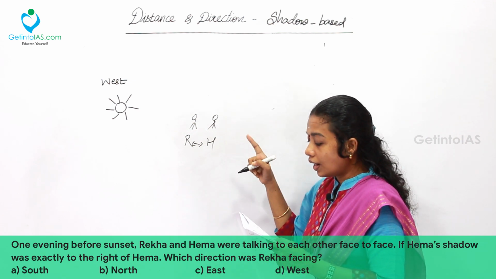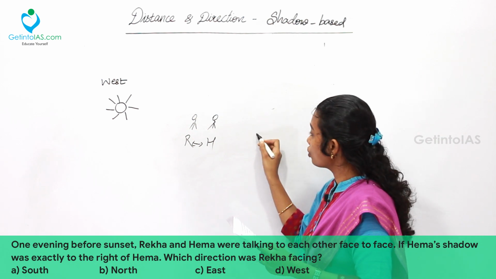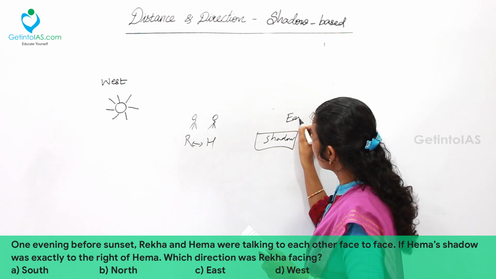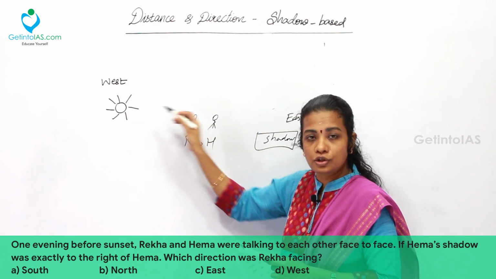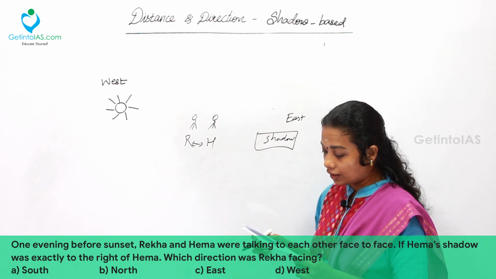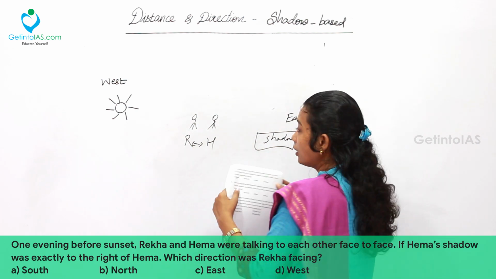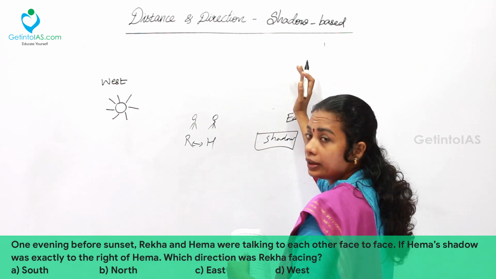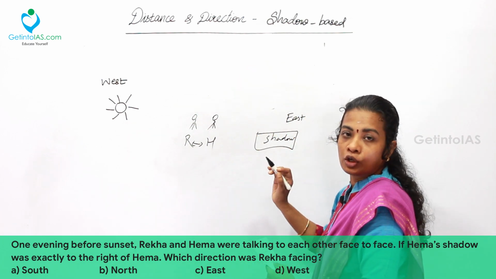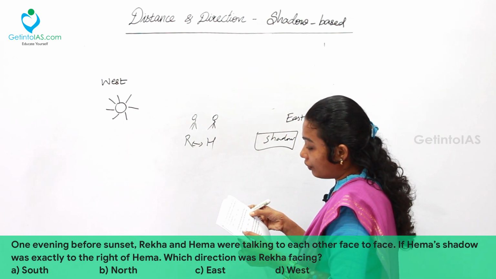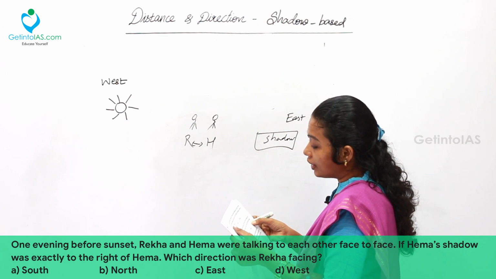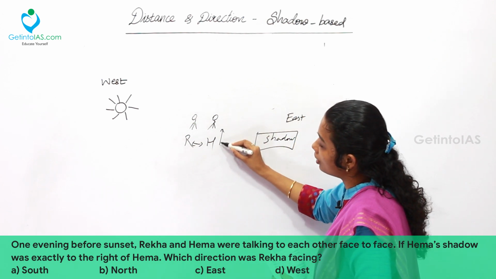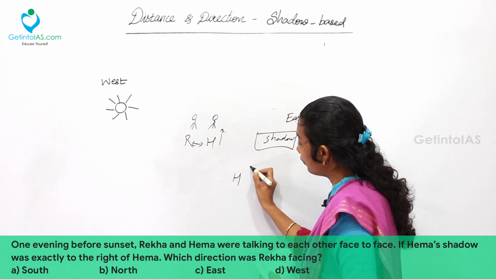Then the next thing is Hema's shadow was exactly to the right. So the shadow's position will be in the east while the sun is in the west. Opposite to the sun, the shadow will be. It is clearly given right of Hema. So I can turn my position. When I am facing north, my shadow or my friend's shadow, I can get it on the right in the evening time. To the right of Hema means Hema's facing direction is north. So Hema is facing north.